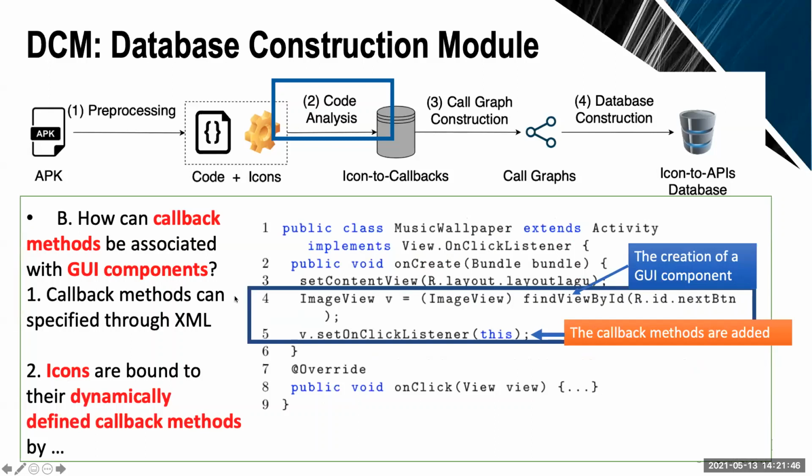And the second way, instead of using the XML attribute, developers can leverage code as shown in this listing to achieve the same purpose. In most cases, the callback methods are added following the creation of a GUI component, findViewById, in line 4. And by connecting those statements, we can eventually make a mapping from icons to their dynamically defined callback methods.